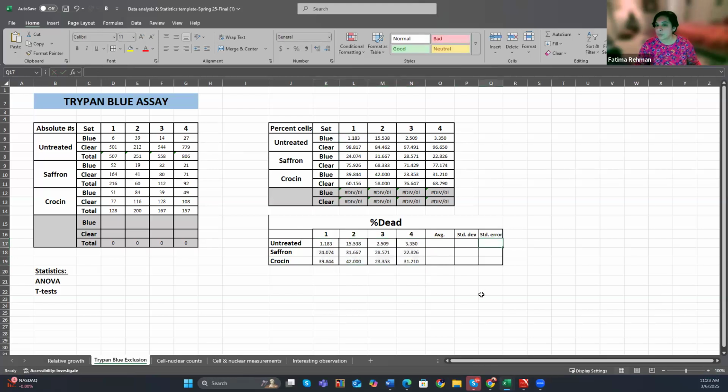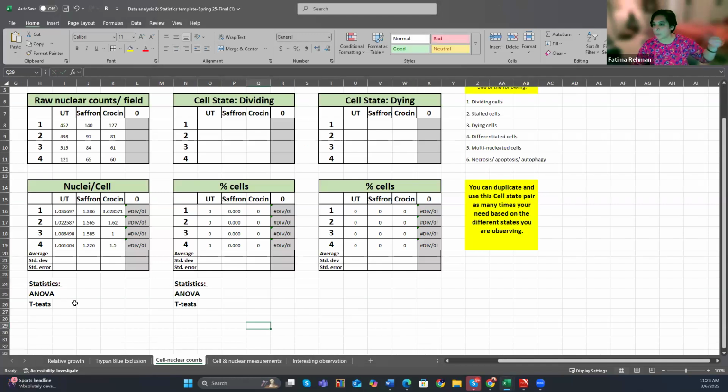When I do the error, what will be the square root of this time? What's my n number this time? 4. Perfect. So you can even put that in right now while we are together: equals the standard deviation divided by the square root of 4. Okay? And that's what will be over here. And then you'll run the same ANOVA, t-test, and whatnot.